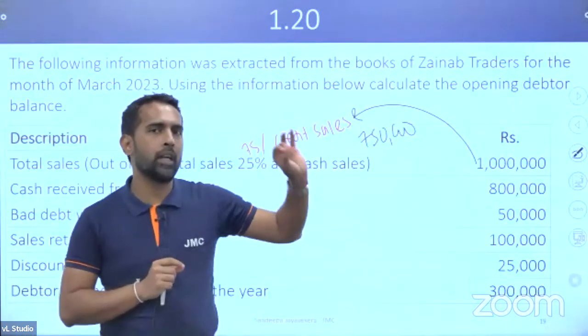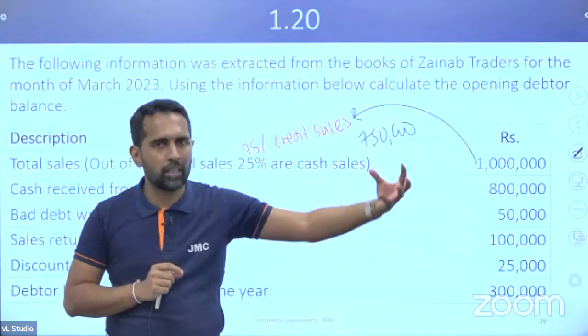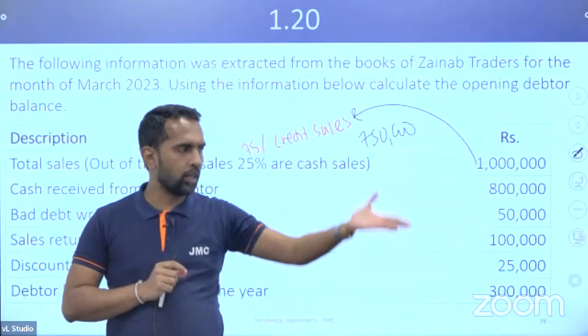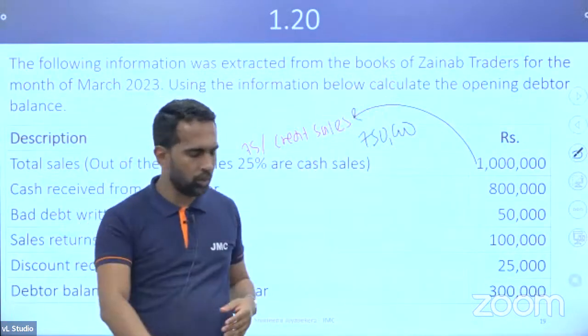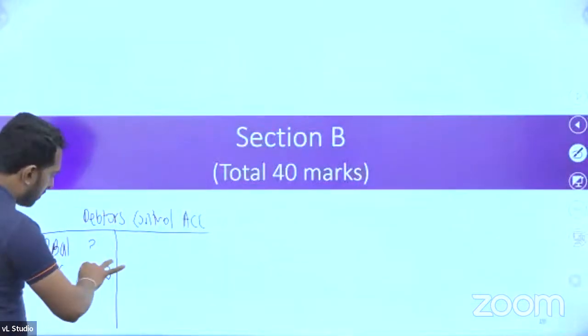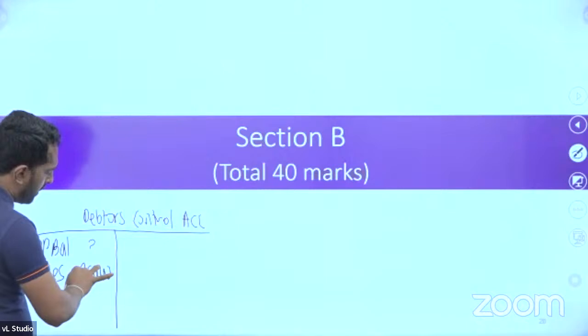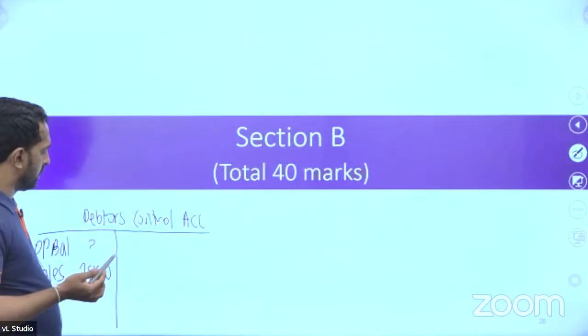Credit sales are creating debtors. What is the double entry for credit sale? When you are making a sale on credit, you are creating a debtor. Debtor goes up, debited to debtor, and sales income will increase, credited to sales. That transaction we have recorded: debtor's account will be debited 750,000 as sales.